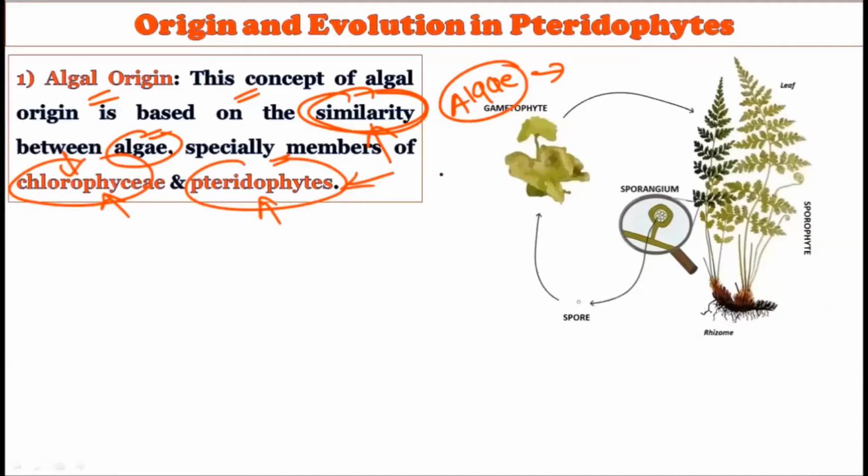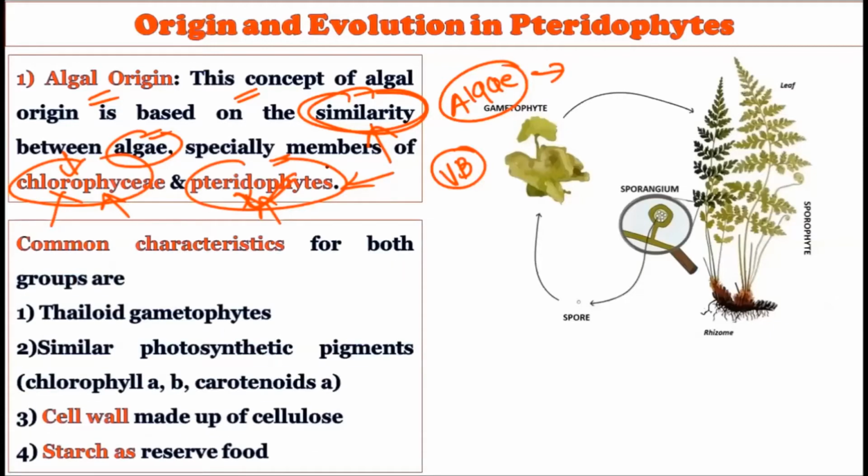But things like the vascular bundle, that is the xylem and phloem vascular tissues, are typically absent in the chlorophytes, but they are very well developed in the pteridophytes as compared to the algae, right? So there are dissimilarities, but there are also similarities. So the algal origin concept depends on the similarity between the algae, especially the members of the chlorophytes, and the pteridophytes. Now let us consider which characters were matching. Some of the common characteristics between them is the thalloid gametophyte.